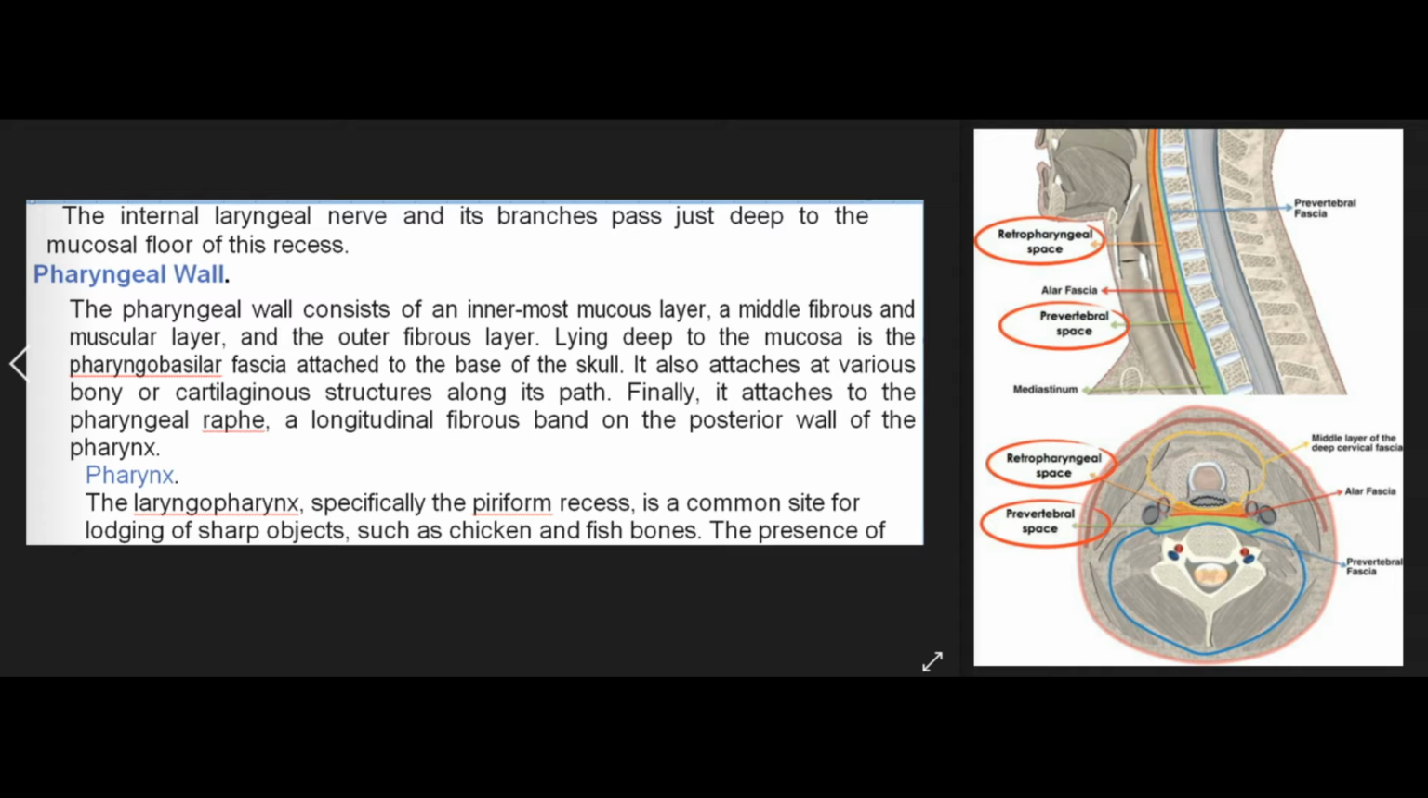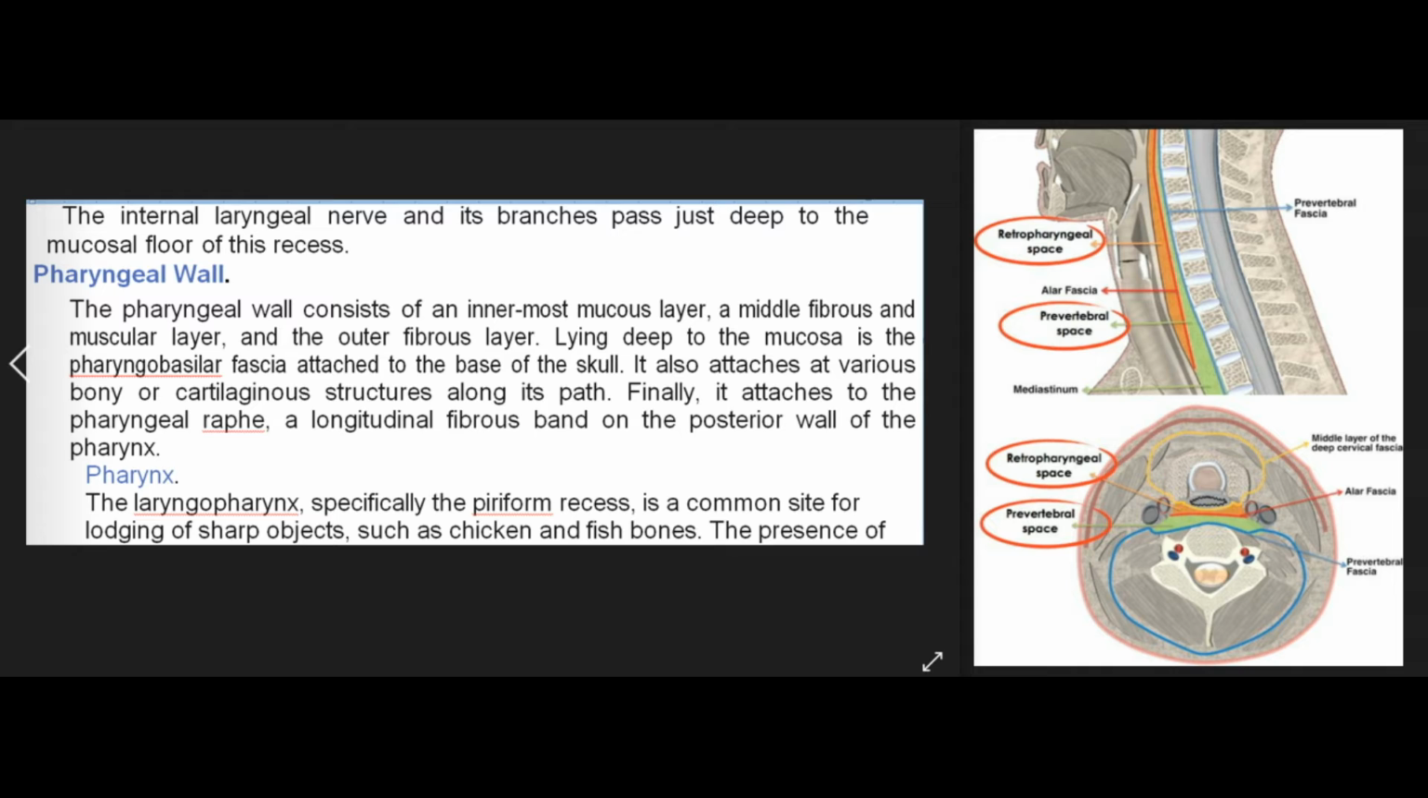Pharyngeal wall. The pharyngeal wall consists of an innermost mucous layer, a middle fibrous and muscular layer, and the outer fibrous layer. Lying deep to the mucosa is the pharyngobasilar fascia attached to the base of the skull. It also attaches at various bony or cartilaginous structures along its path. Finally, it attaches to the pharyngeal raphe, a longitudinal fibrous band on the posterior wall of the pharynx.